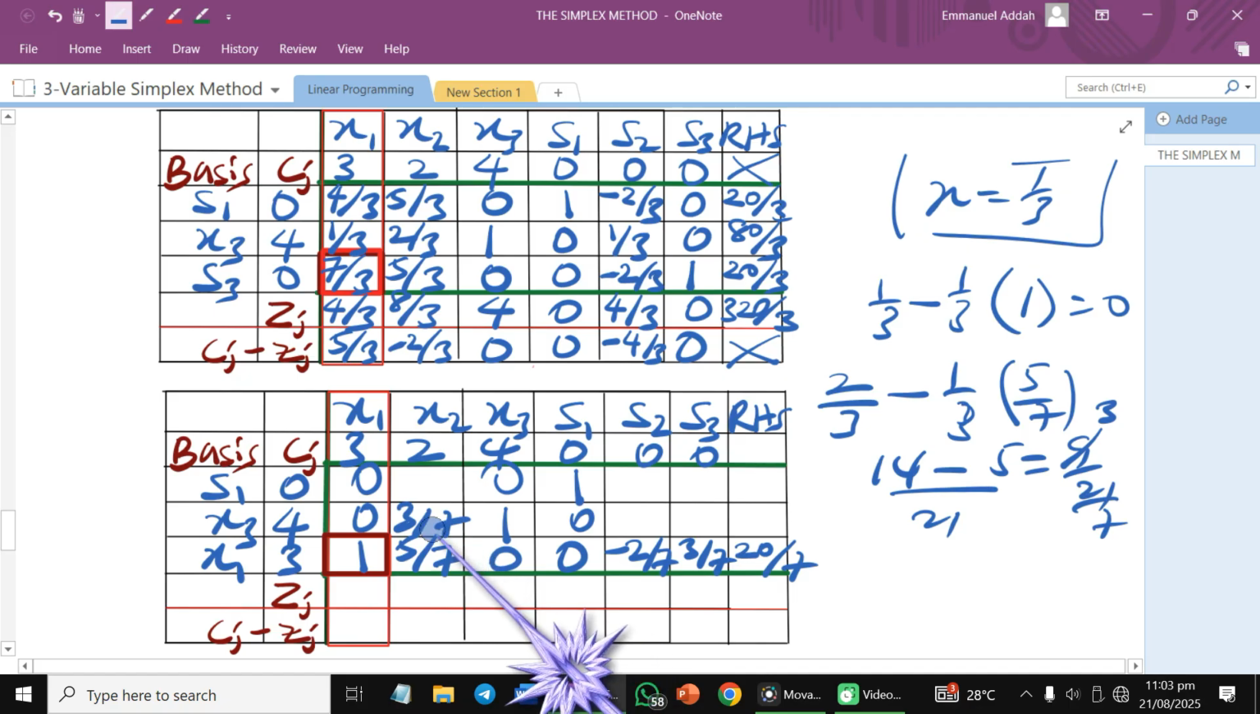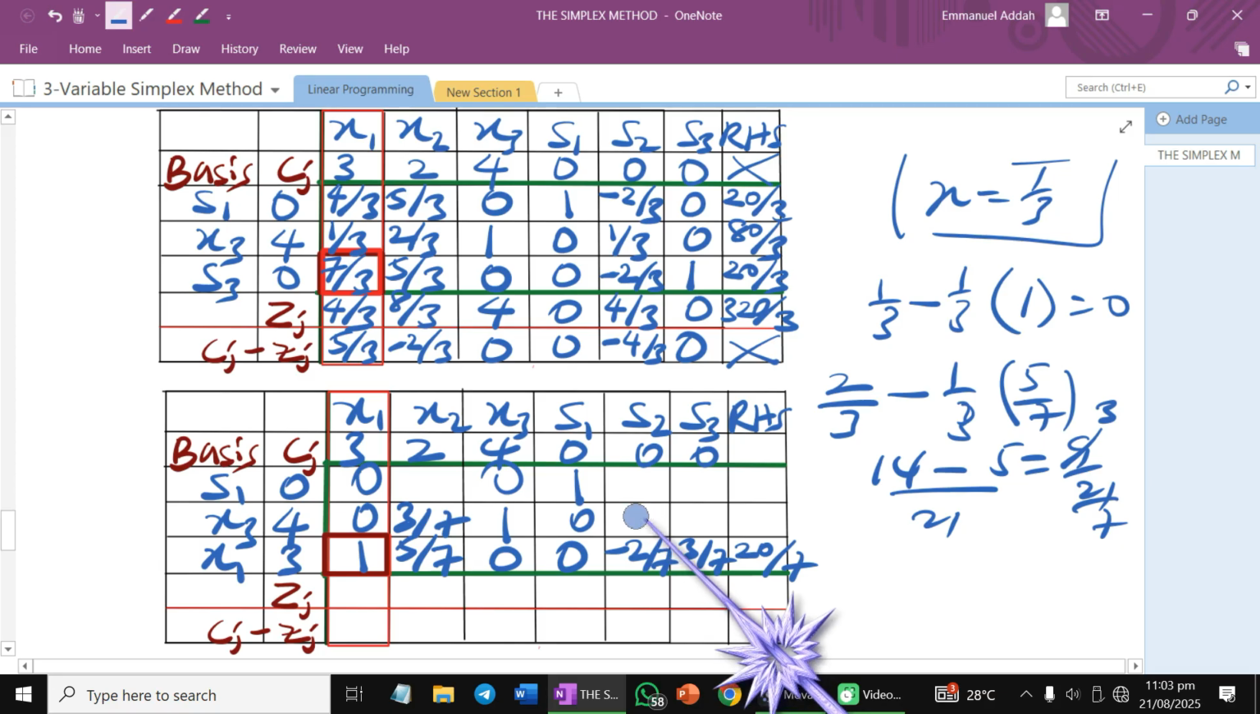And you look at the next one, which is here. You don't need to calculate for these ones. You come here, because you are sure that since S1 is here and S1 is here, the point of intersection is going to be 1, and 0 elsewhere. So every other place must be 0.